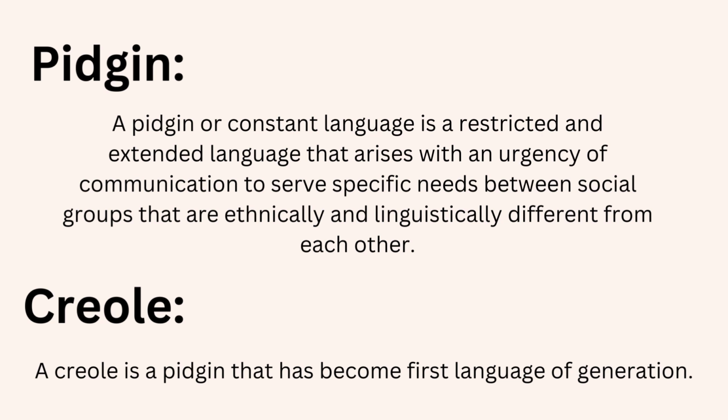And in Pidgin, there are two different groups. One of these groups is in a more dominant position than the other. The less dominant group is the one which develops the Pidgin.